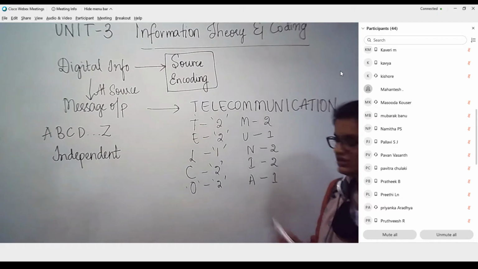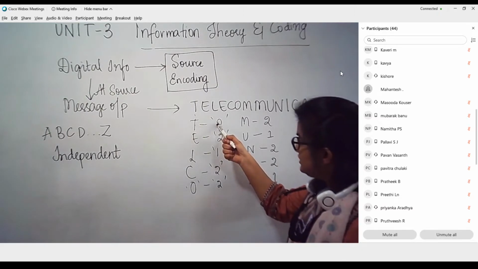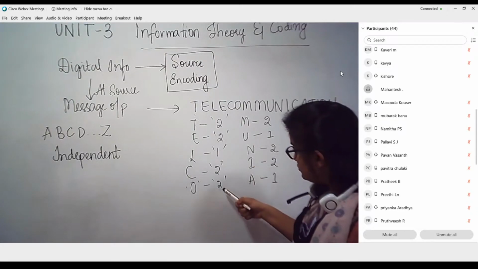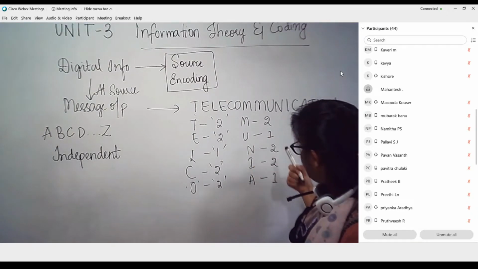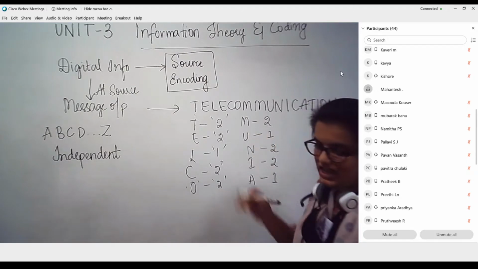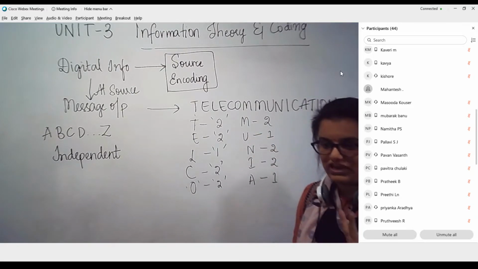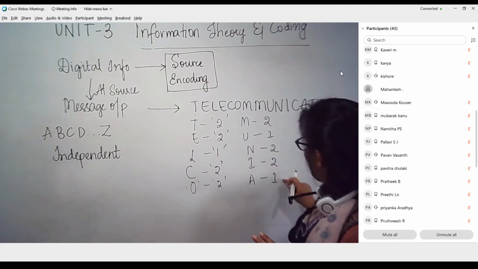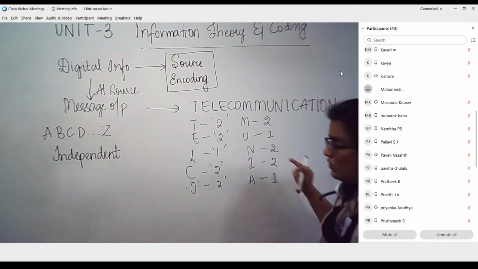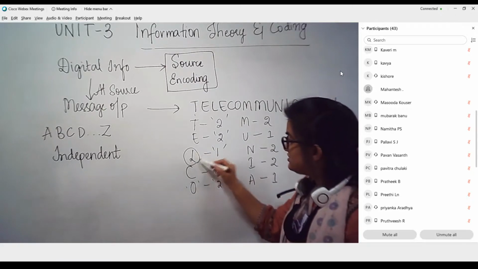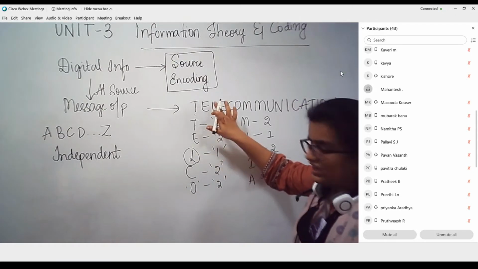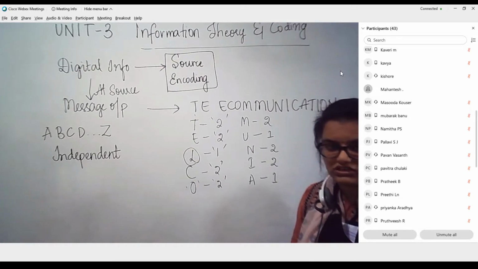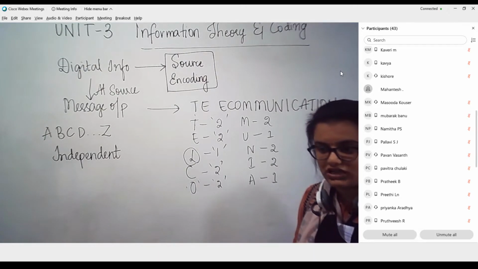What is meant by that? If you see here, the alphabets T, E, C, O, M, N, I are all appearing 2 times when compared to L, U and A. Suppose I don't put L, will it convey any information? T communication, what does that mean? It does not convey anything.